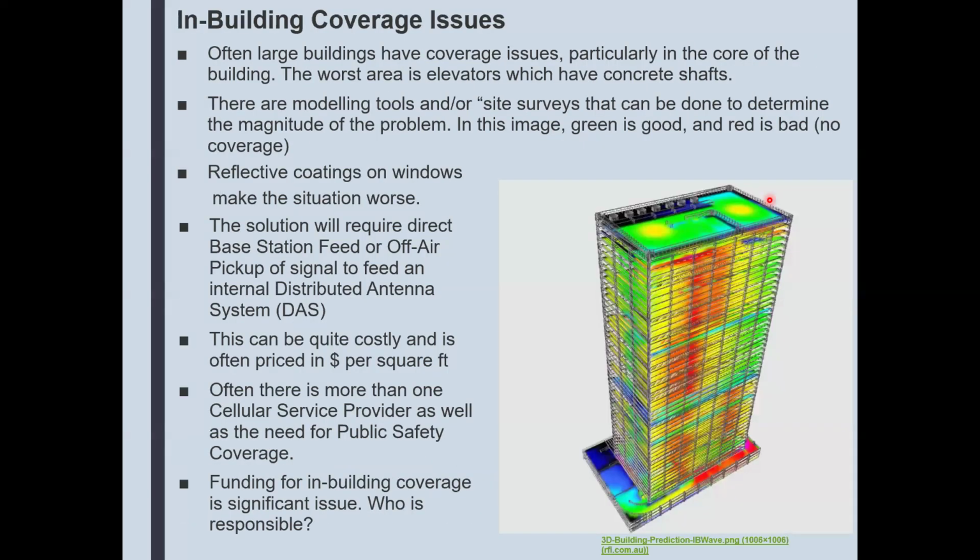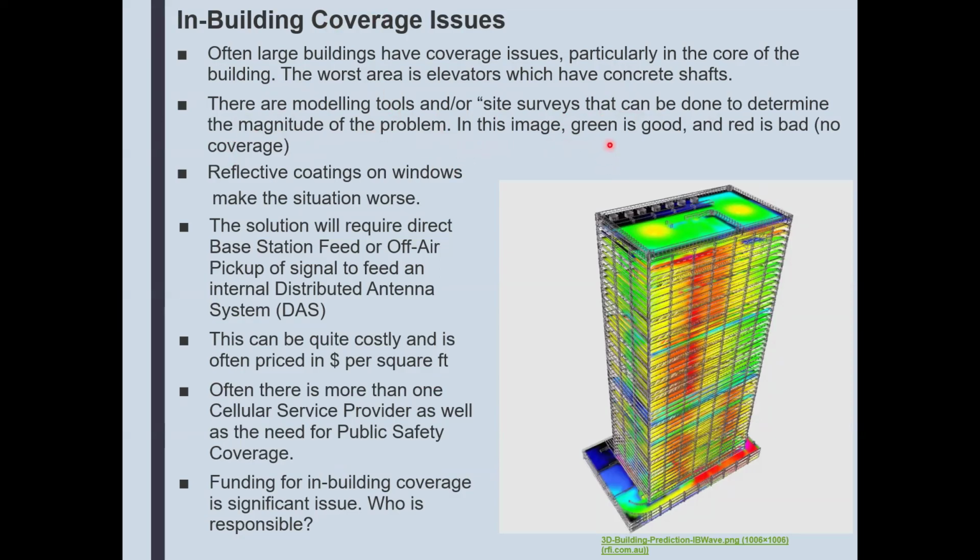In-building coverage issues. Often large buildings have coverage issues, particularly in the core of the building. The worst area is elevators, which have concrete shafts. There are modeling tools and/or site surveys that can be done to determine the magnitude of the problem, which would be the coverage issues.